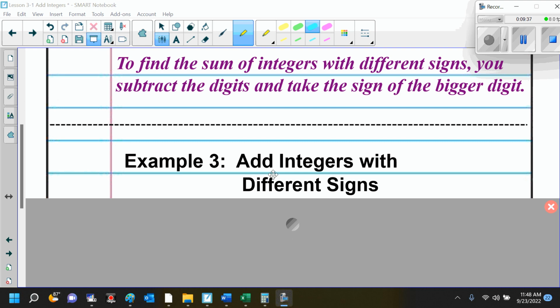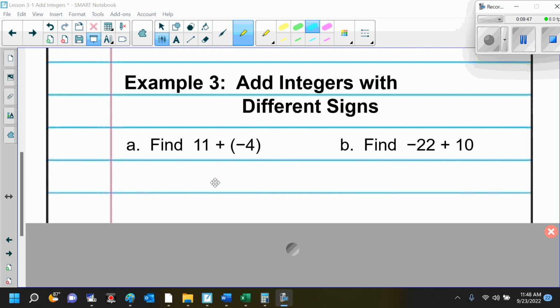Example 3 is add integers with different signs. So this is a positive plus a negative, or a negative plus a positive. Okay? So, for 11 plus negative 4, again, what do I do to those digits? You just subtract them. When you have different signs, you subtract, right? So, 11 minus 4 is? It's 7.